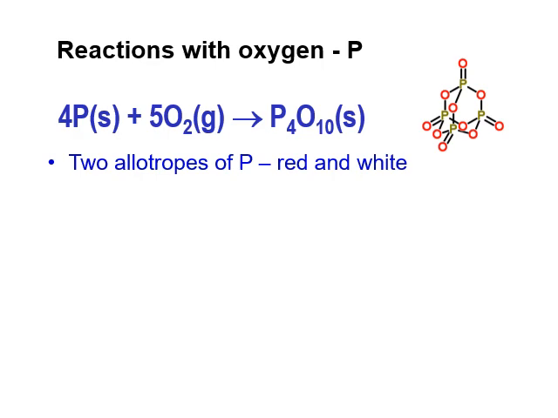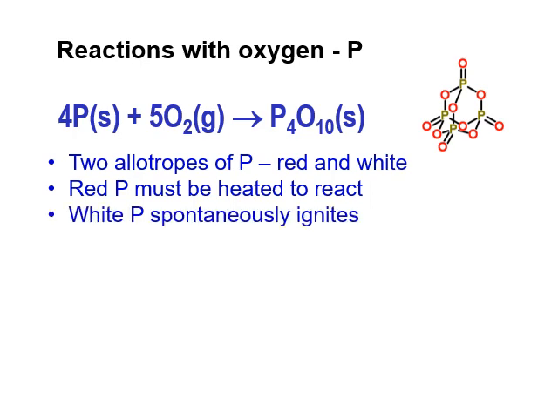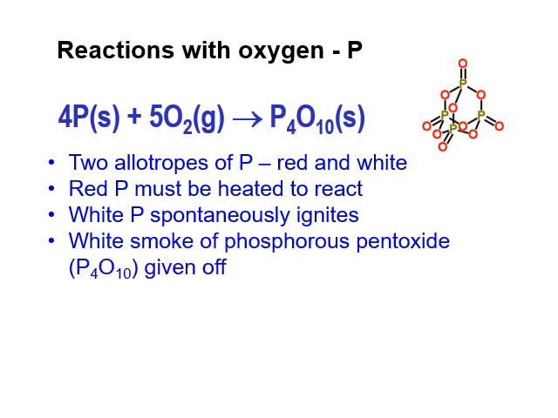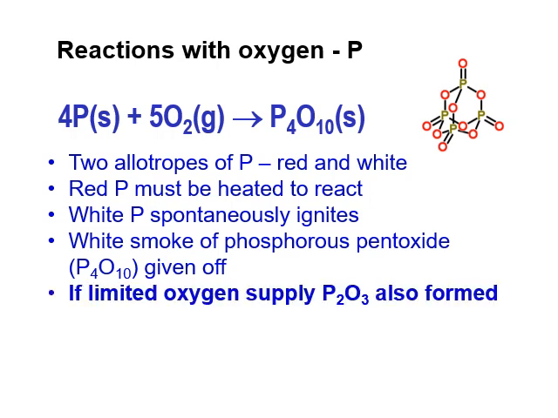So the allotropes of phosphorus are red and white phosphorus. Now, red phosphorus is not very reactive. It's got to be heated in order for it to react. However, white phosphorus spontaneously ignites, so it is very, very reactive. This gives off a white smoke of phosphorus pentoxide, P4O10.